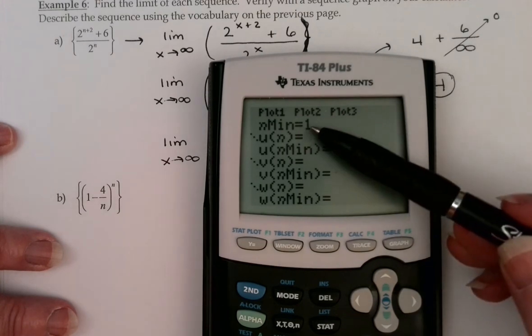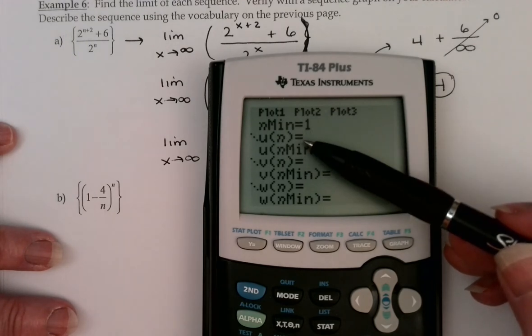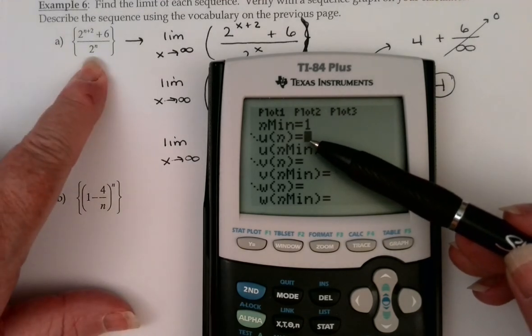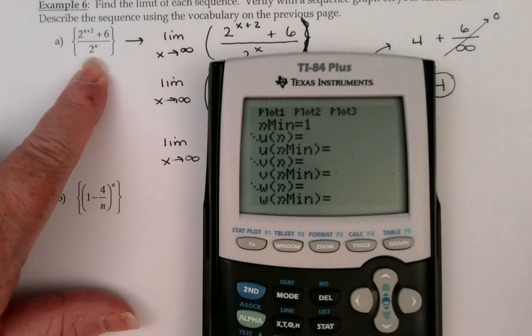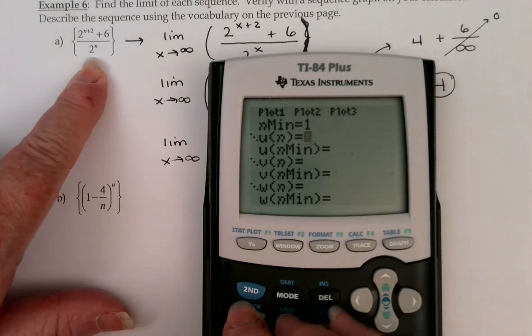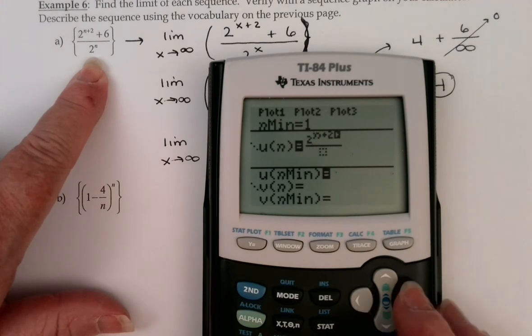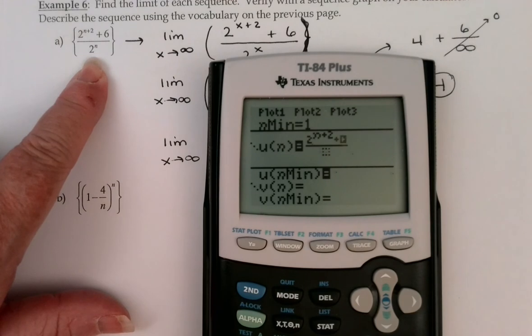It says, let's just assume that we're going to start with our n minimum at 1, which is typically, right? We start with an n of 1. And then it asks me, what is u of n? That's just your a sub n, is what we've been calling it. Same thing. So let's put that in there. We had 2 to the n plus 2. By the way, I'm getting the n just like I got the x, same exact button. Plus 6 over 2 to the n.